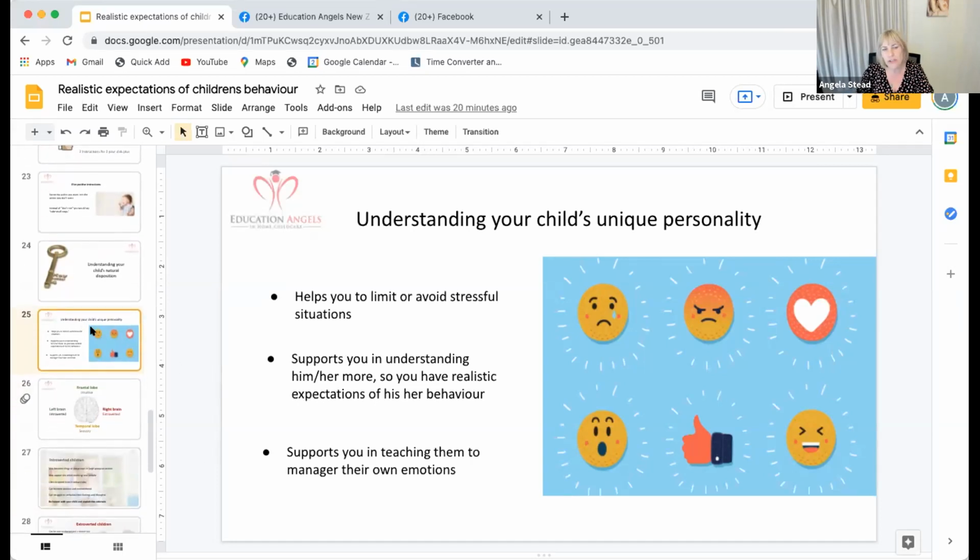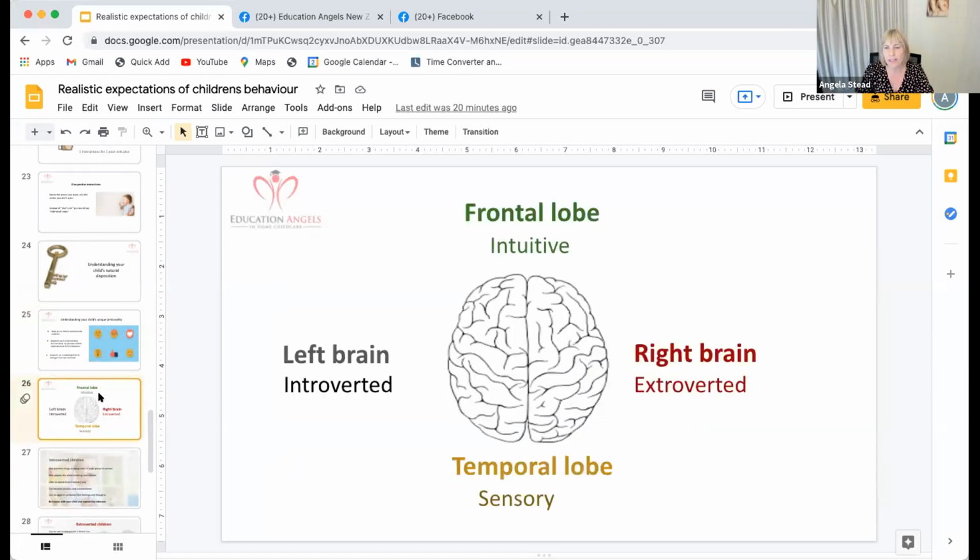I'll touch a little bit on what we covered in the last webinar, but only briefly, and then we'll look at each individual personality type. When we talk about personality types, I've got this image of the brain here where we're looking at introverted children, more left brain types. We've got extroverted children, children who are more sensory, and children who are more intuitive and creative.